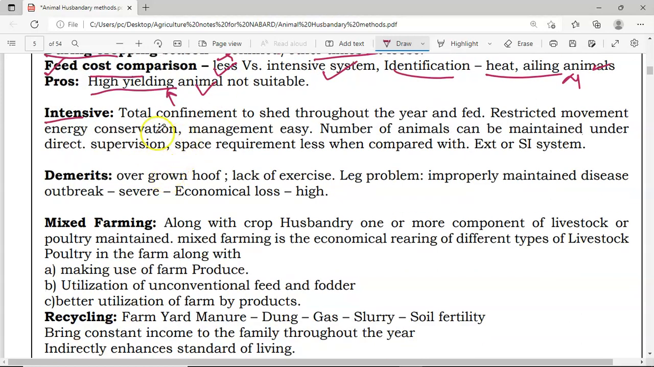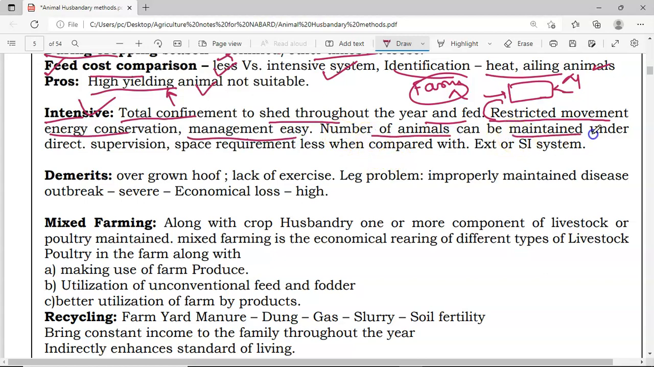Under the intensive system, with total confinement to a shed throughout the year and feed, you can say that you have a proper arrangement for feeding. We can say that the dairy farm is a better example of this intensive animal husbandry method. But what are the disadvantages? It will restrict movement, conserve energy, and management is easy, and the number of animals can be maintained under direct supervision. Space requirement is less when compared with the extensive and semi-intensive systems.